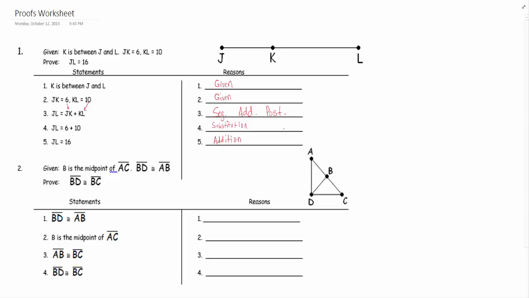Remember, your last statement has to be what it is you're trying to prove. I was trying to prove that JL equals 16. We've done that, so we're done. That's how you know you're finished with a proof.